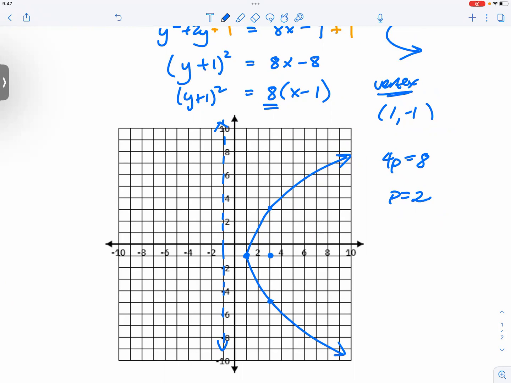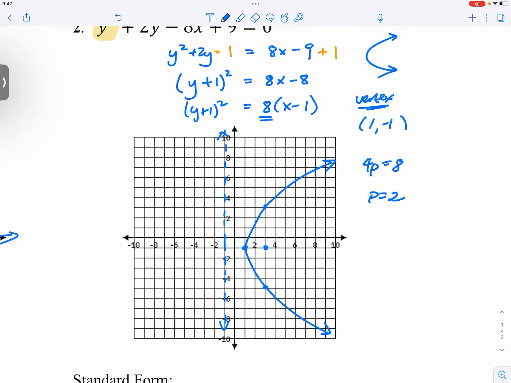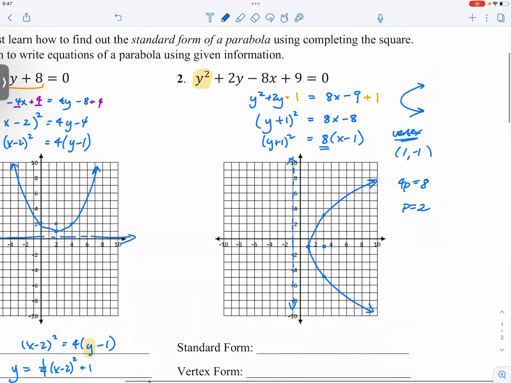And then the endpoints will be 4 units away from the focus. Okay. So now we can go ahead and fill out the standard form, which we got already.